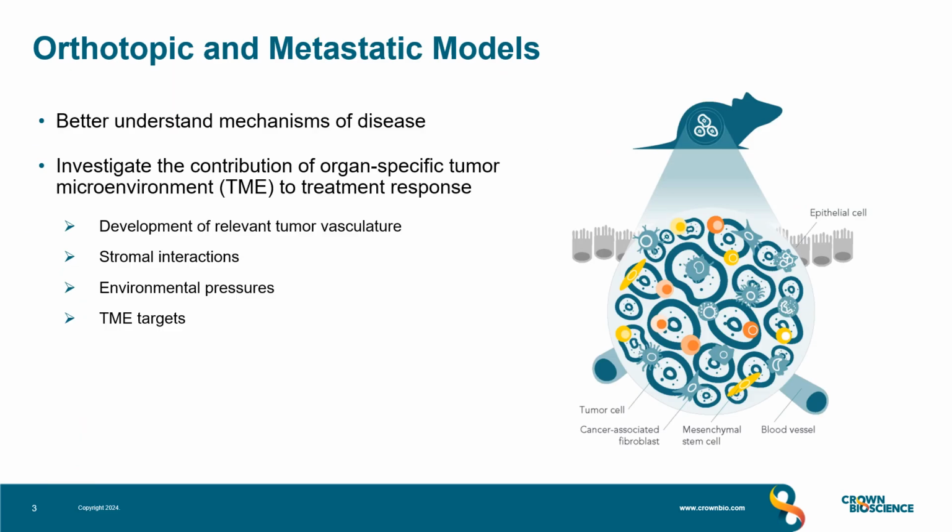So orthotopic and metastatic models of cancer allow a better understanding of the mechanisms of disease. They allow us to investigate the contribution of organ-specific tumor microenvironments to treatment responses. You can study the development of tumor-relevant vasculature. You can study the interaction between the tumor and the stroma. It also allows us to study environmental pressures and also TME targets.